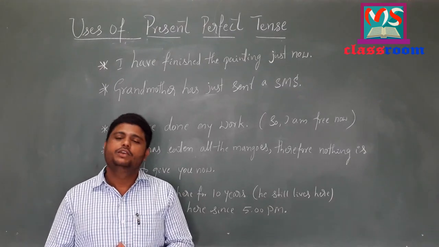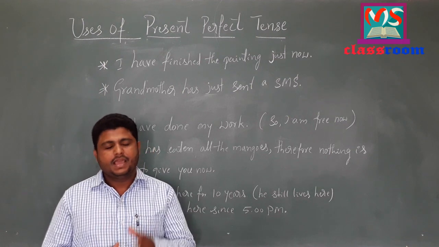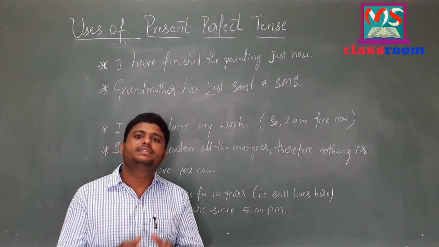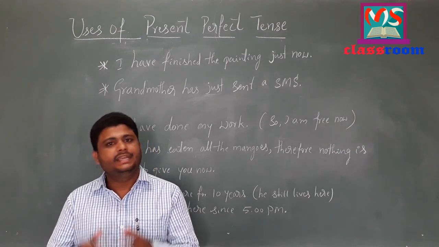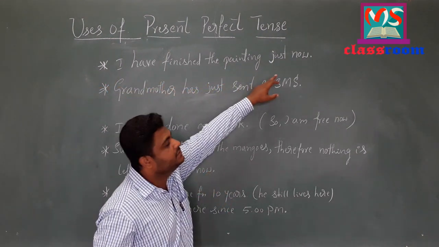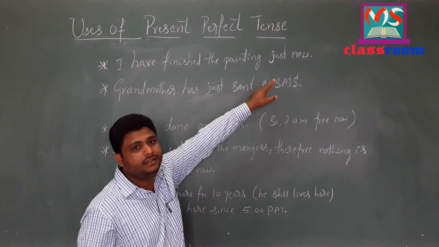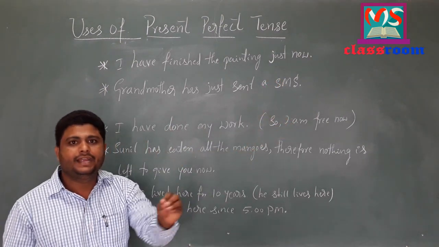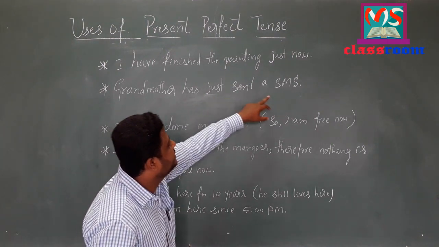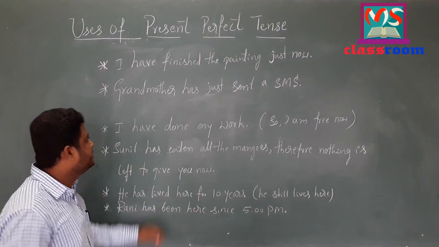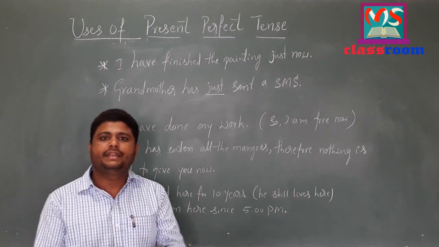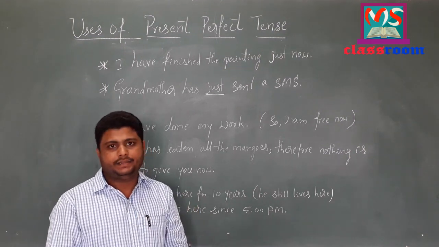Now let us move to the uses of present perfect tense. As I have already told you, present perfect tense is used to describe an action which has completed, that is just now. Look at the examples. I have finished the painting just now. Just now is the indication, that is the action has completed at present. Look at the next example. Grandmother has just sent an SMS or message. So here also you have to look at the use of just. That means the action has completed just now or at present.